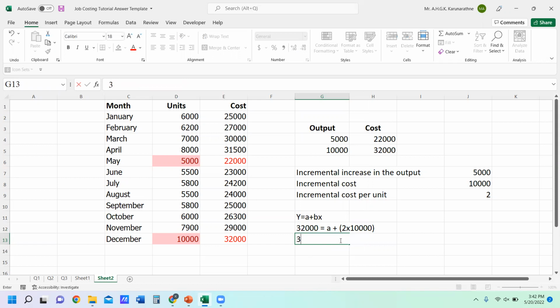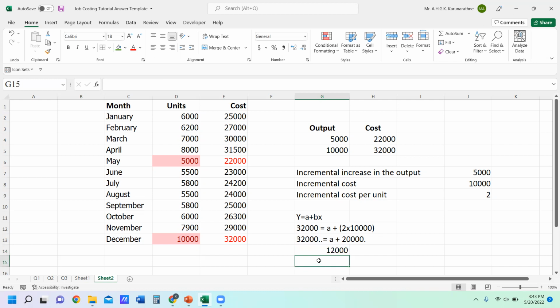32,000 equals A plus 20,000. So accordingly, A is equal to 32,000 minus 20,000. So accordingly, A is 12,000. What is A? A is our fixed cost.